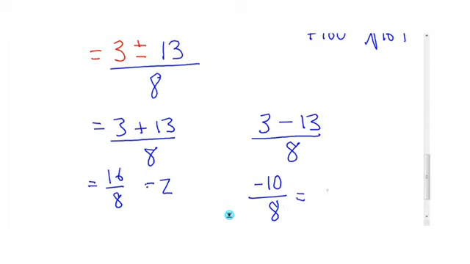So 8 into 10 goes once, remainder 2. That's 2/8, which is 1/4, which is 0.25. And remember to include the negative. So here we have our 2 solutions now. X equals 2, x equals minus 1.25.